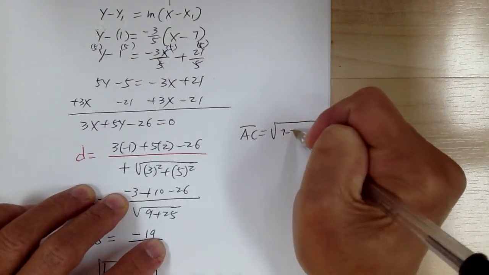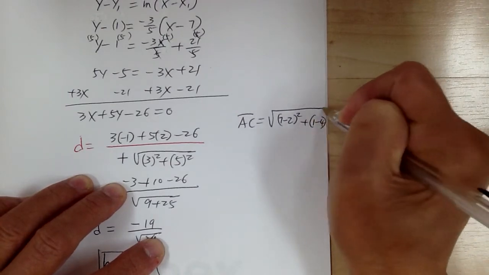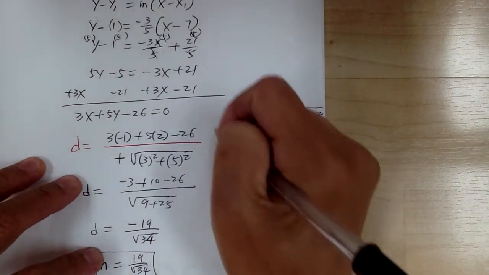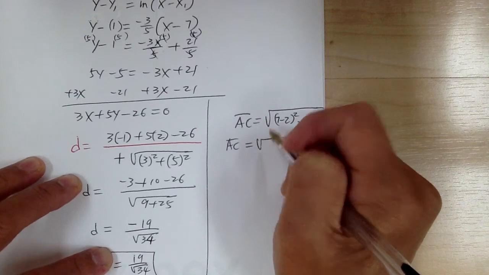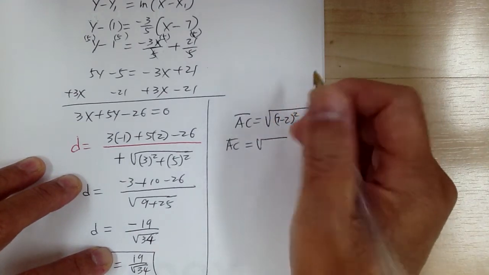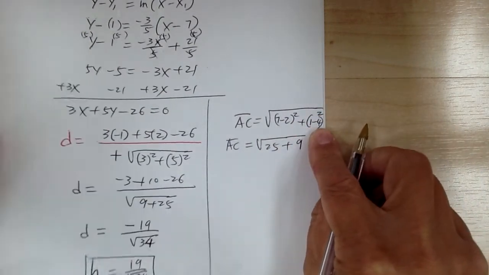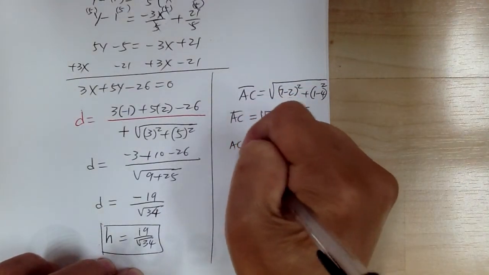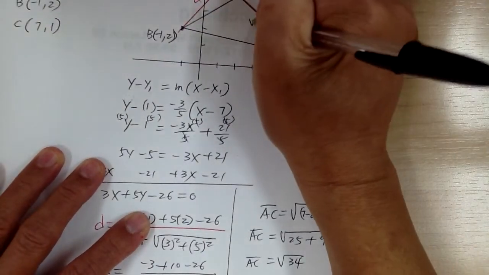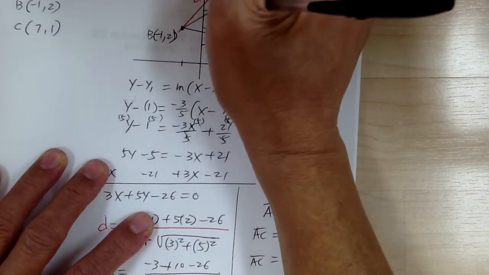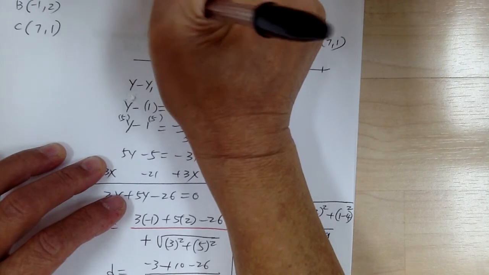So it'd be 7 minus 2 squared plus 1 minus 4 squared. Okay, so AC will equal the square root of 25 plus the square root of 9. Again, 1 minus 4 is negative 3 squared, which gives you 9. So AC equals the square root of 34. So that is this length over here, the square root of 34. And this distance over here is 19 over square root of 34.